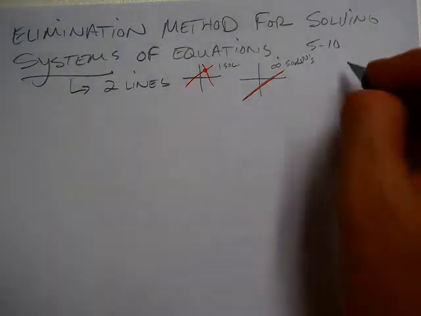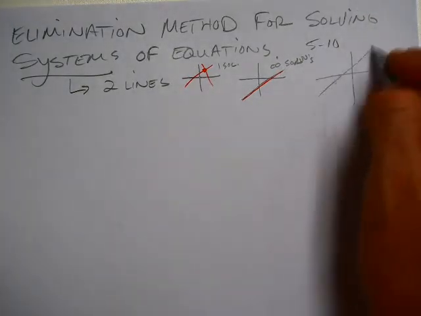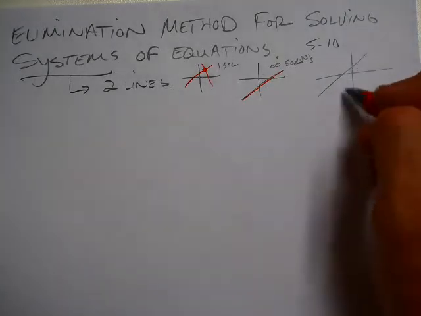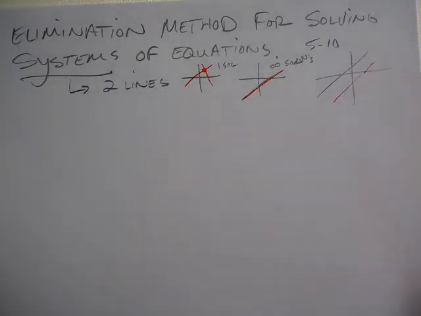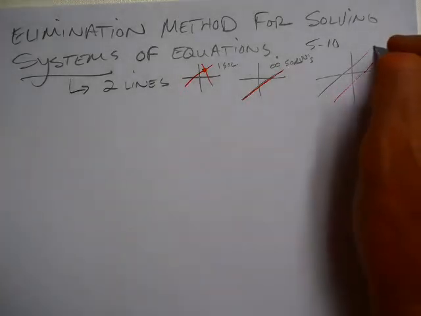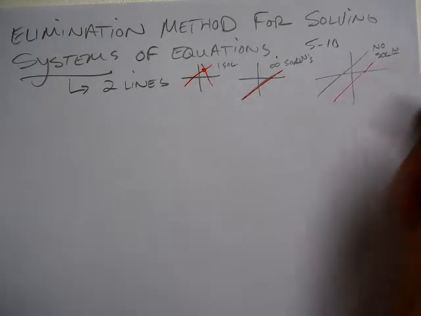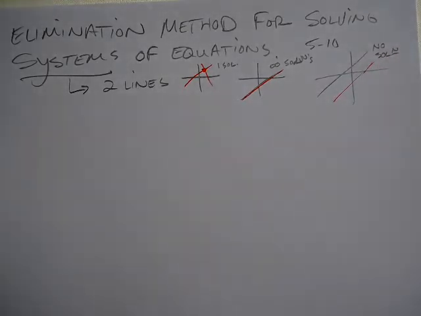Or the other option where there's no solution, where we graph a line and then we graph another line and we find that they never cross. What is it when two lines never cross? They're parallel, right. So this is no solution. Okay. Systems of equations are going to end in one of these three ways.